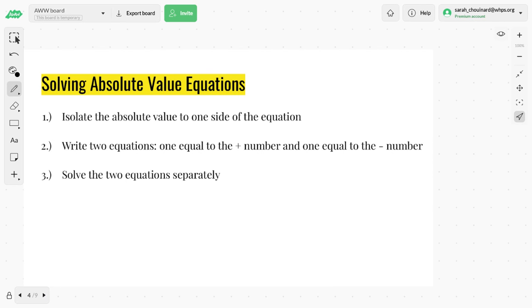To solve absolute value equations, we are going to follow these steps. The first thing we're going to do is isolate the absolute value. Isolate means get it alone on one side of the equation. Then we're going to write two different equations, one equal to the positive number and one equal to the negative number. And then we're going to solve the two remaining equations separately. Those are going to be our steps when we solve absolute value equations. So let's take a look.